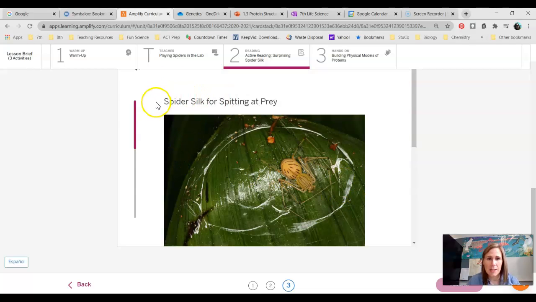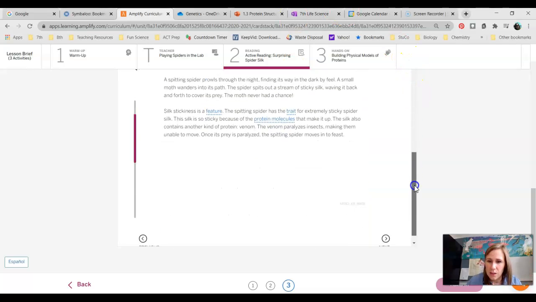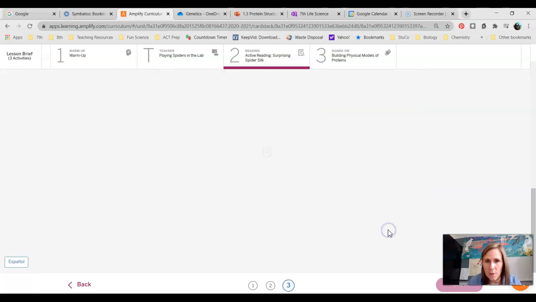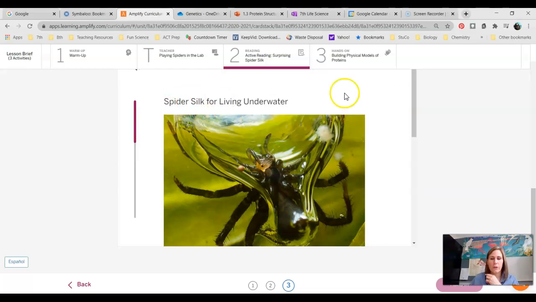You have the next option is spider silk for spitting at prey. So you have some spiders that can basically wrap their prey up really quick in spider silk, or there's even some spiders that have venom in their silk that they can squirt at their prey and eat them that way. So you guys can read that one, or you can read spider silk for living underwater.